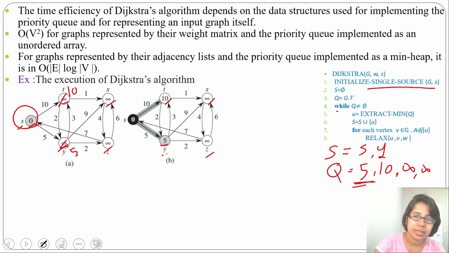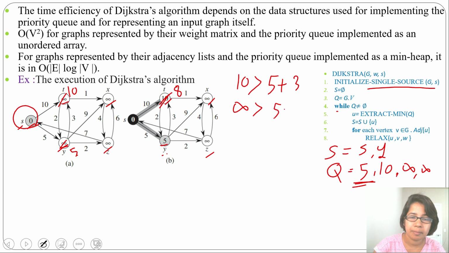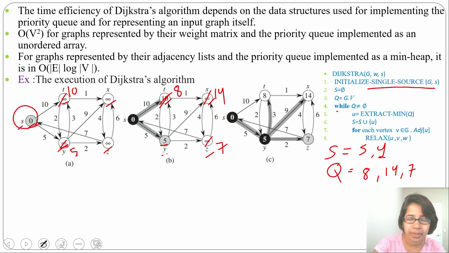So T previously was 10. Now it will be 5 plus 3, so 5 plus 3 is 8. 10 is greater than 8, so this T value will change to 8. Next Z, previously it was infinity, now it will be 5 plus 2, it's 7. So this Z value will update to 7. This X value will update to 5 plus 9, it will be 14. Previously it was infinity, and infinity is greater than 14, so now the distance will update.